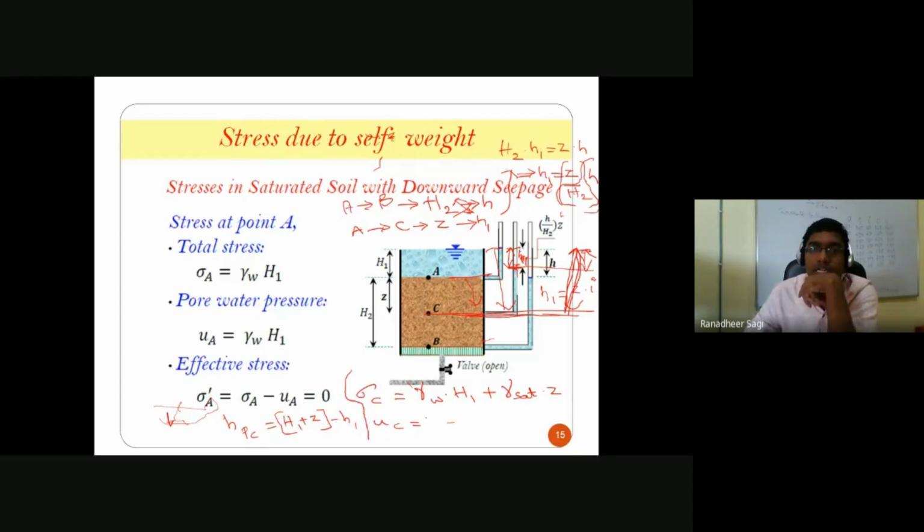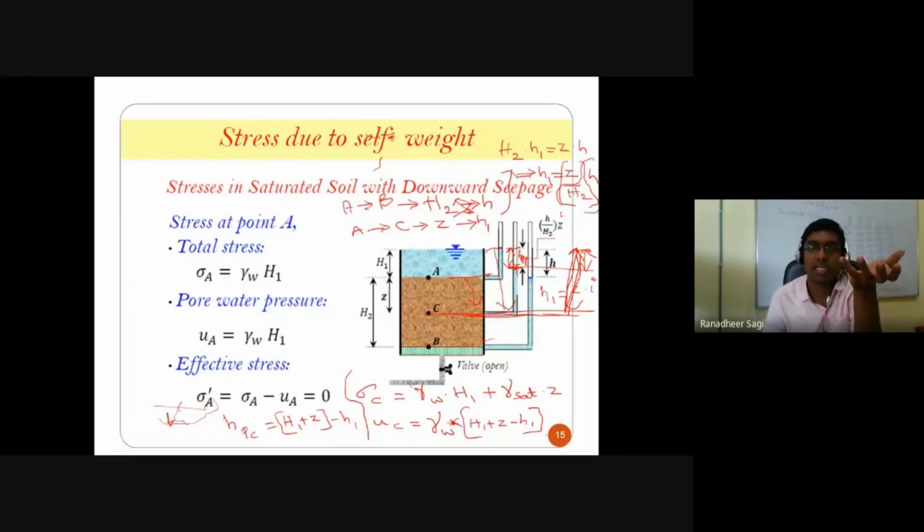Once I know the pressure head corresponding to point C, then the pore water pressure at point C is nothing but the unit weight of water into the pressure head at point C. So the pressure head at point C is H1 plus Z minus small h1. So I understood what my total stress at point C is. I understood what my pore water pressure at point C is. Then the effective stress I can calculate as the total stress minus the pore water pressure.